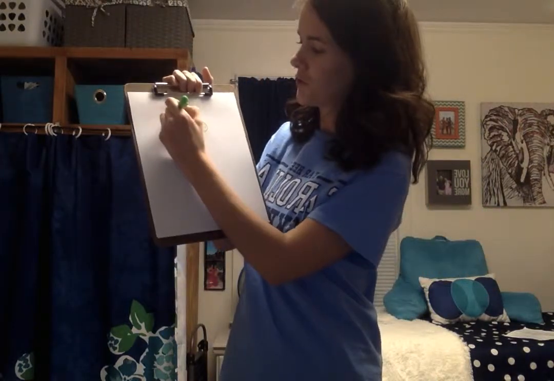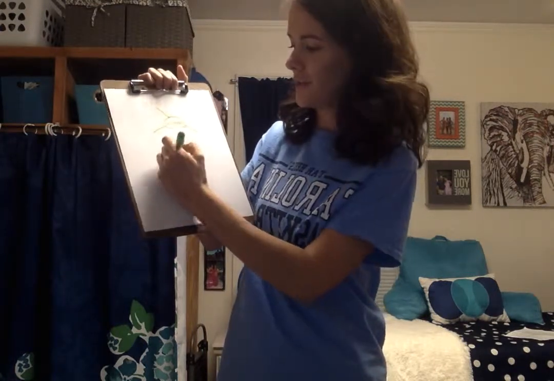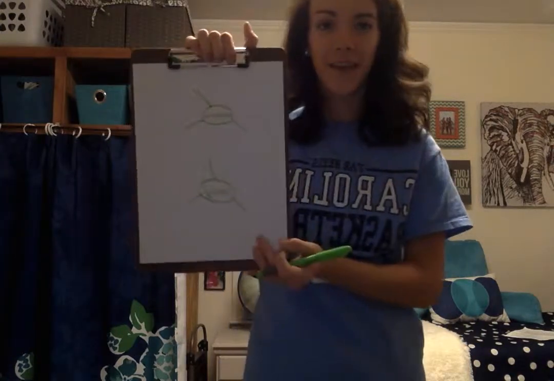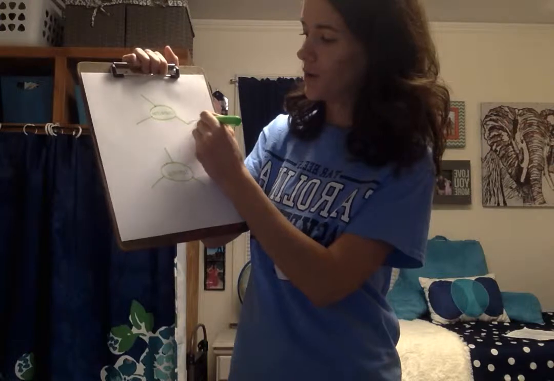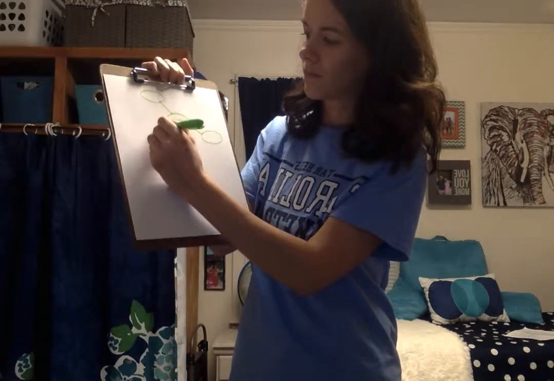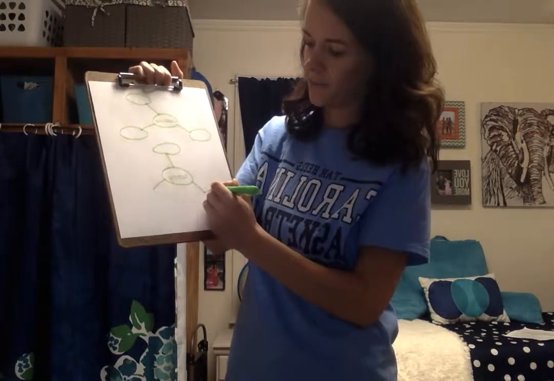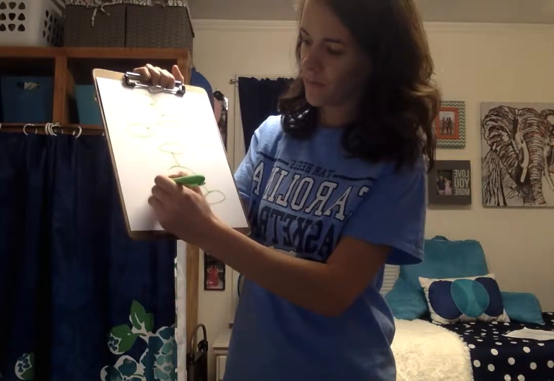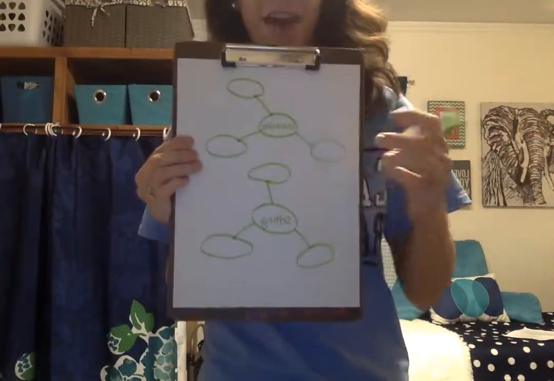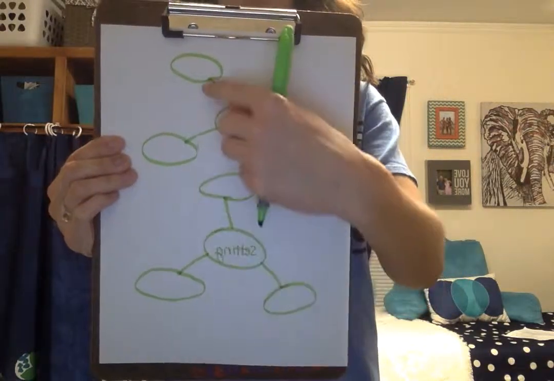Then I want you to draw 3 lines off of characters, and 3 lines off of setting. Just like that. And then off of each line, I want you to draw a circle. So each line. And then you see how you have characters, and then you have setting, and each of these is blank.